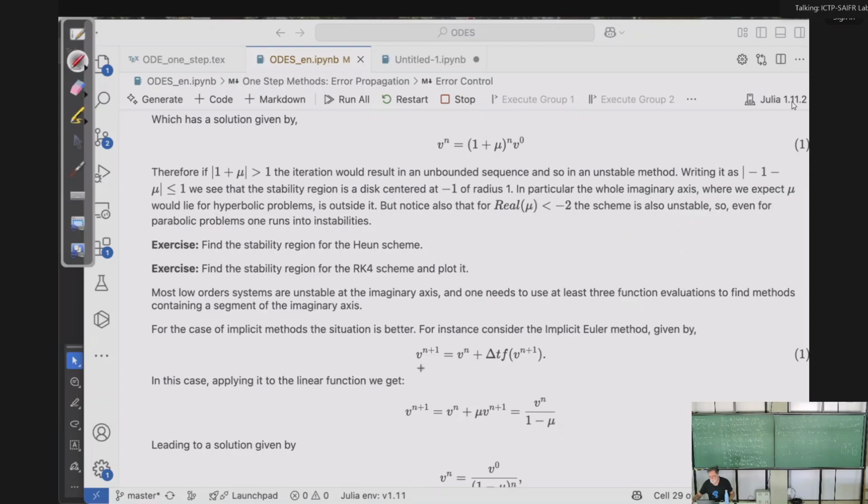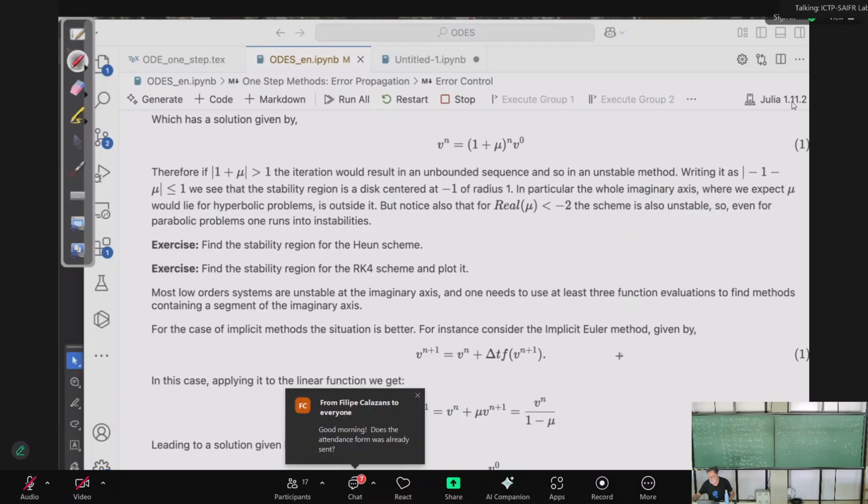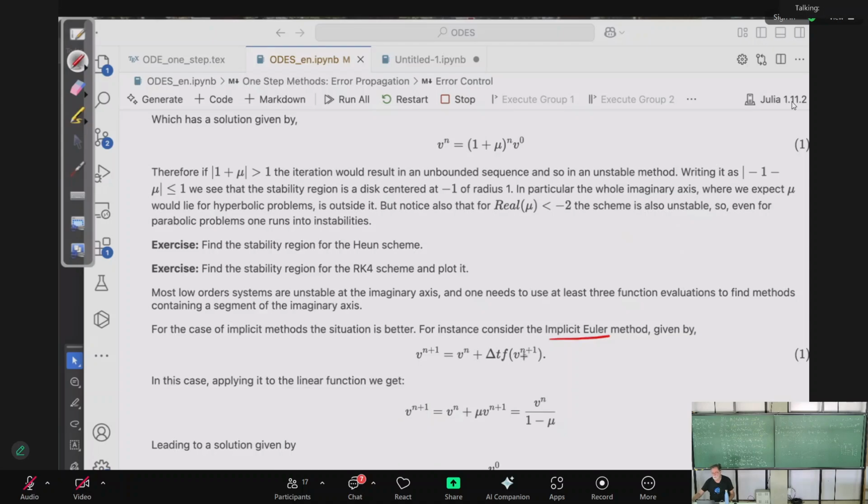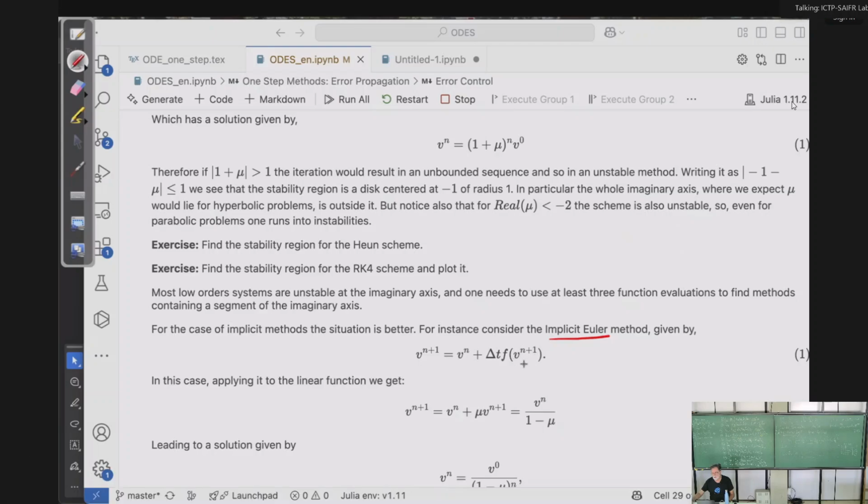So there is the Euler method which is implicit. Instead of evaluating f at Bn, you evaluate it at Bn+1, right? So for finding Bn+1, you have to solve this problem. You can use Newton, or maybe this is linear, then it's easy. And for the linear case, the method is this one.